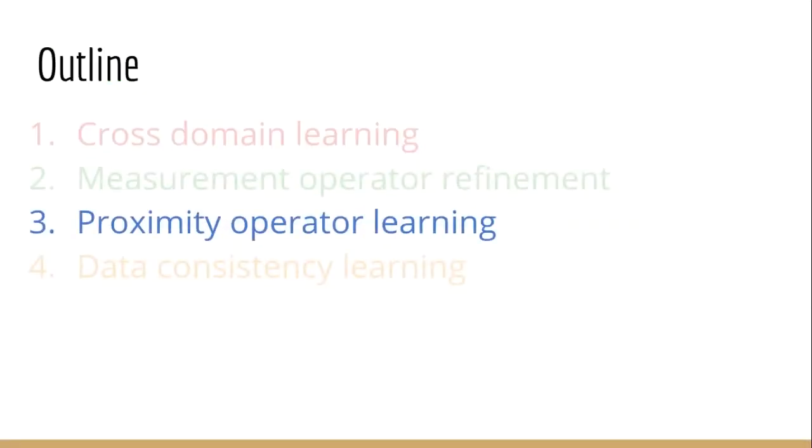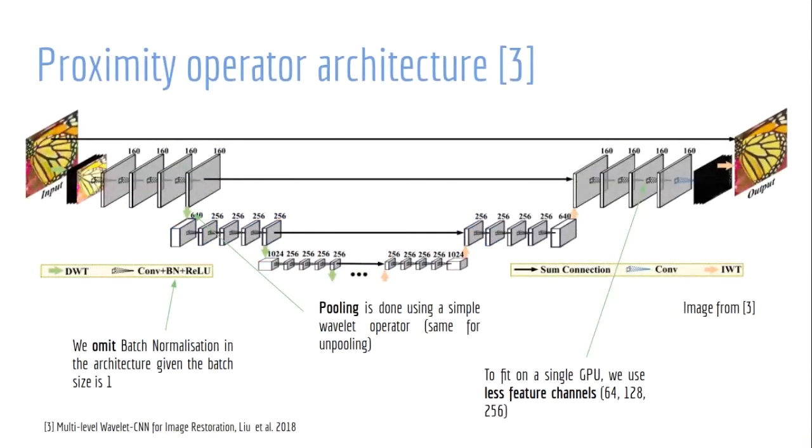So now we have seen the measurement operator refinement, and now onto the proximity operator learning. So the proximity operator, which was the image that you saw in the illustration earlier, is basically going to take in an image and try to remove the noise or de-alias it. You can think of many words for it, but basically it's going to try to make it look more like a typical MRI image.